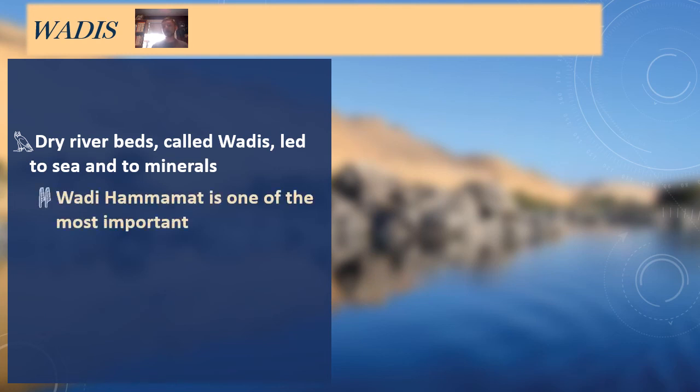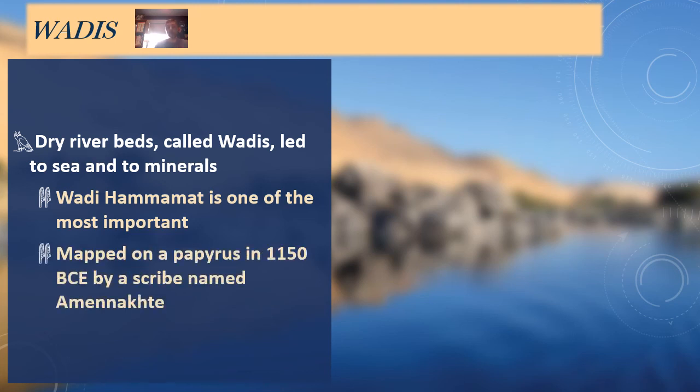The most famous that we'll be talking about a little bit more later on is the Wadi Hammamat. It's quite important because it was en route to the Red Sea. There was mining activity done there, and we find lots of evidence of the very most ancient Egyptians traveling back and forth in these wadis, leaving inscriptions and carvings as they went. Some of the very, very, very foundational images in Egyptian history appear in these wadis. It's also important because we have a map of it. In about 1150 BCE, a scribe named Amenakht created a map of the Wadi Hammamat. It's one of the world's oldest maps.